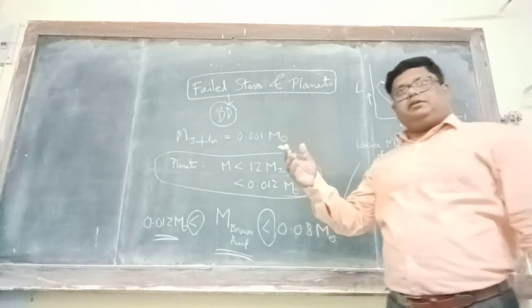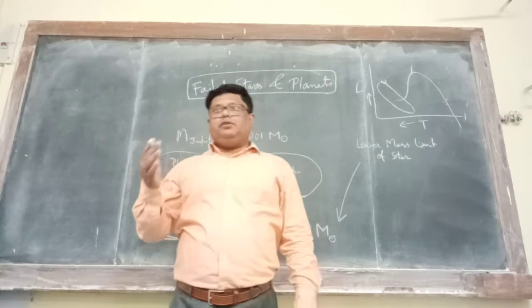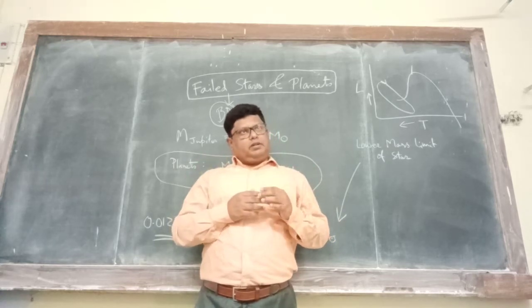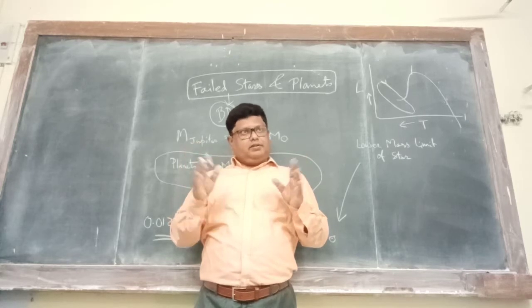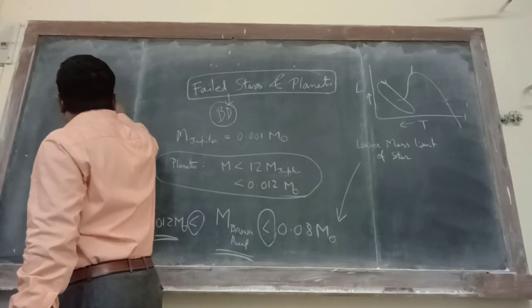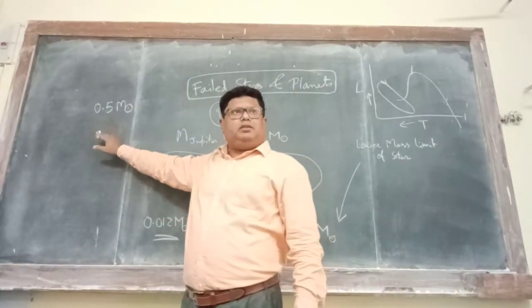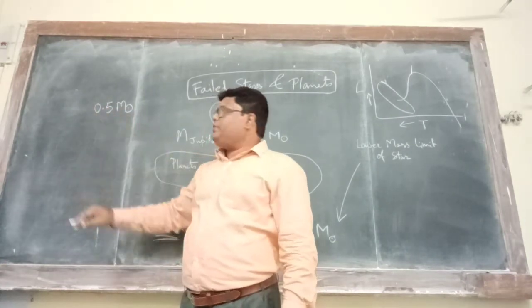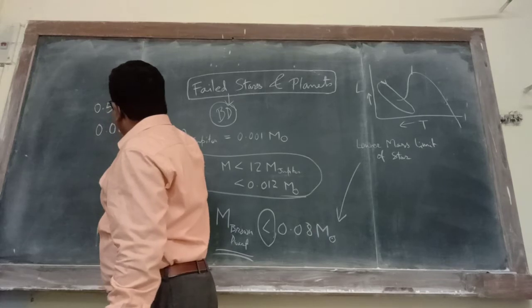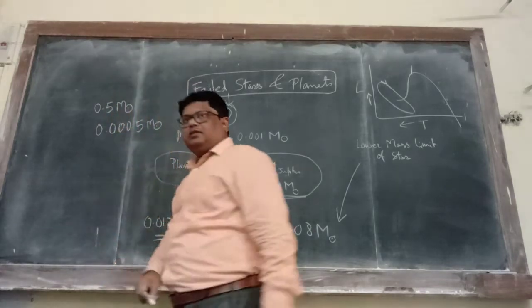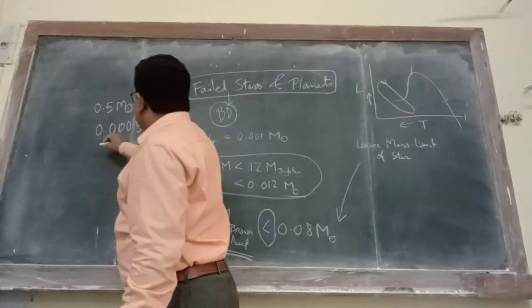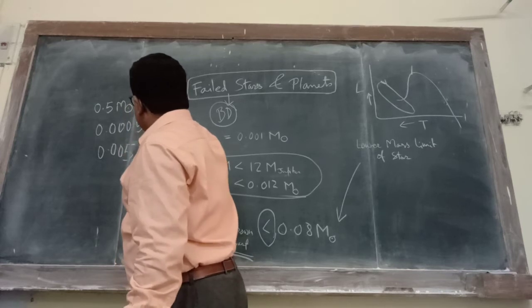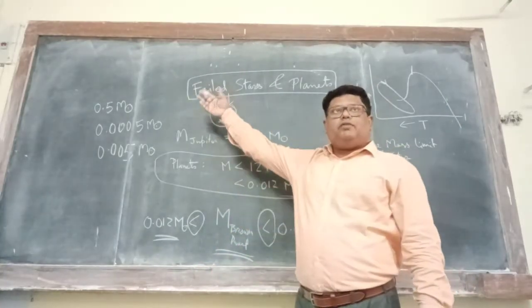So one question from my side. I am telling you that we have got an object of mass 0.5 solar mass. Let me write it down, 0.5 solar mass. I will not call it a star, I have got an object, a fragment, having 0.5 solar mass. Another is 0.0005 solar mass. And another one is 0.005 solar mass. So can you tell me which of them is what?